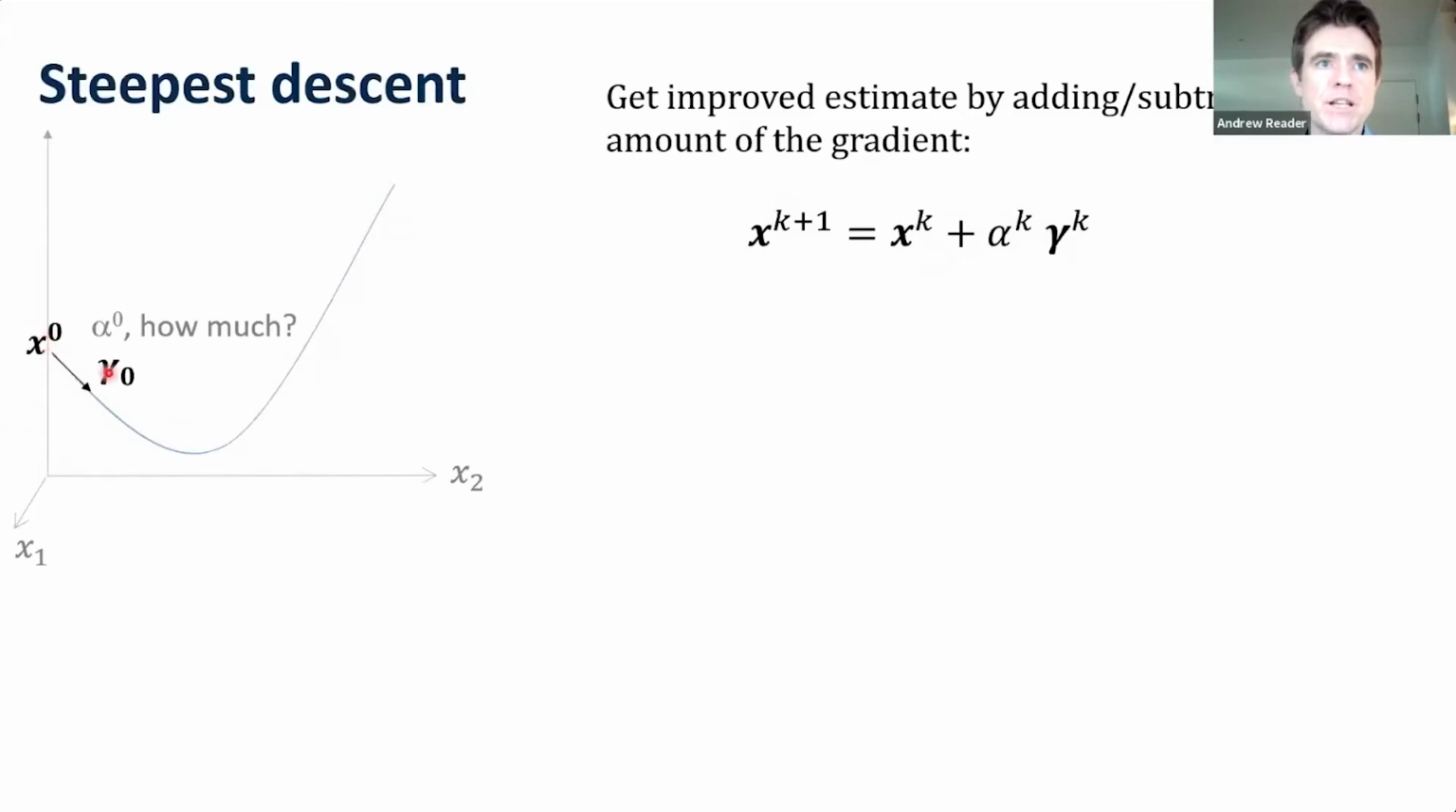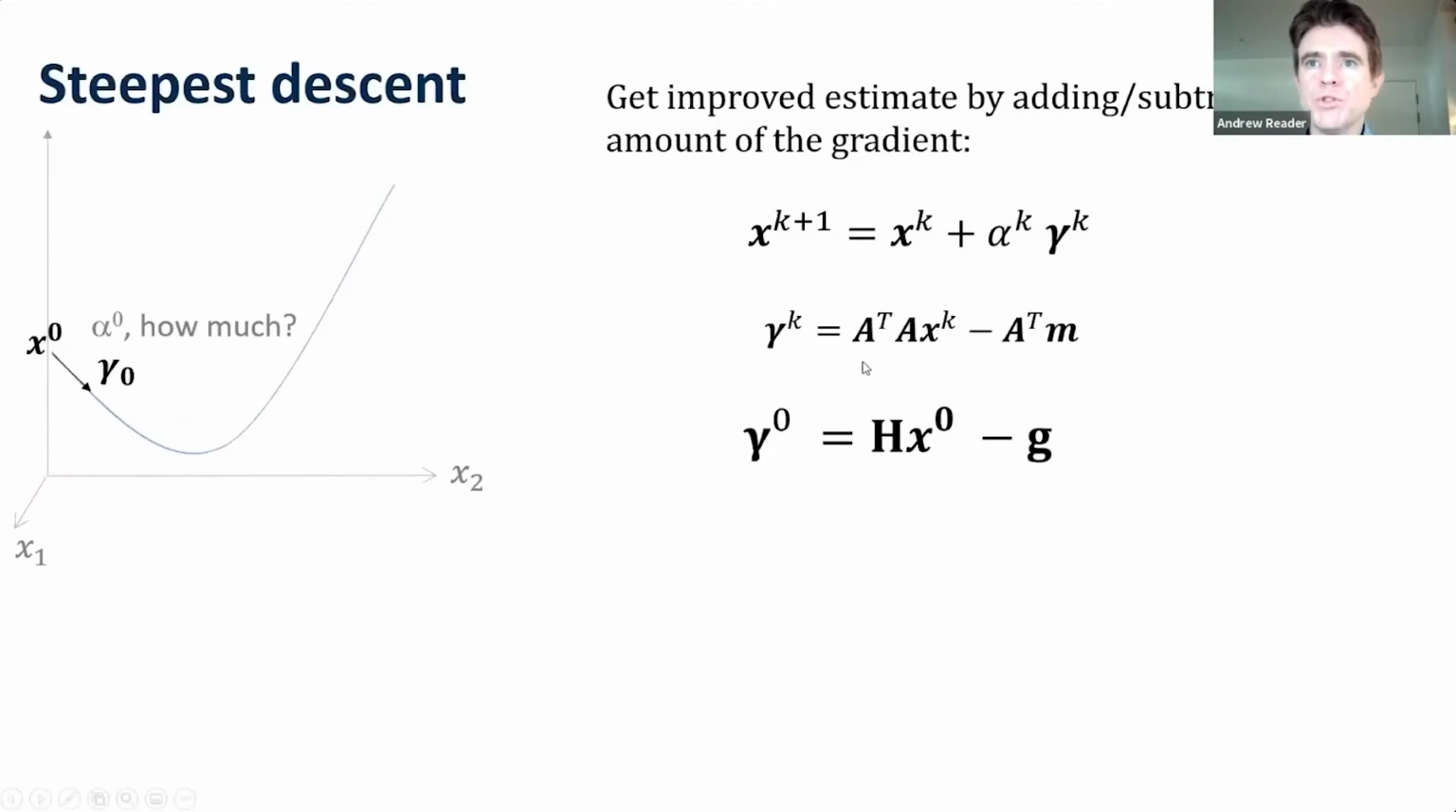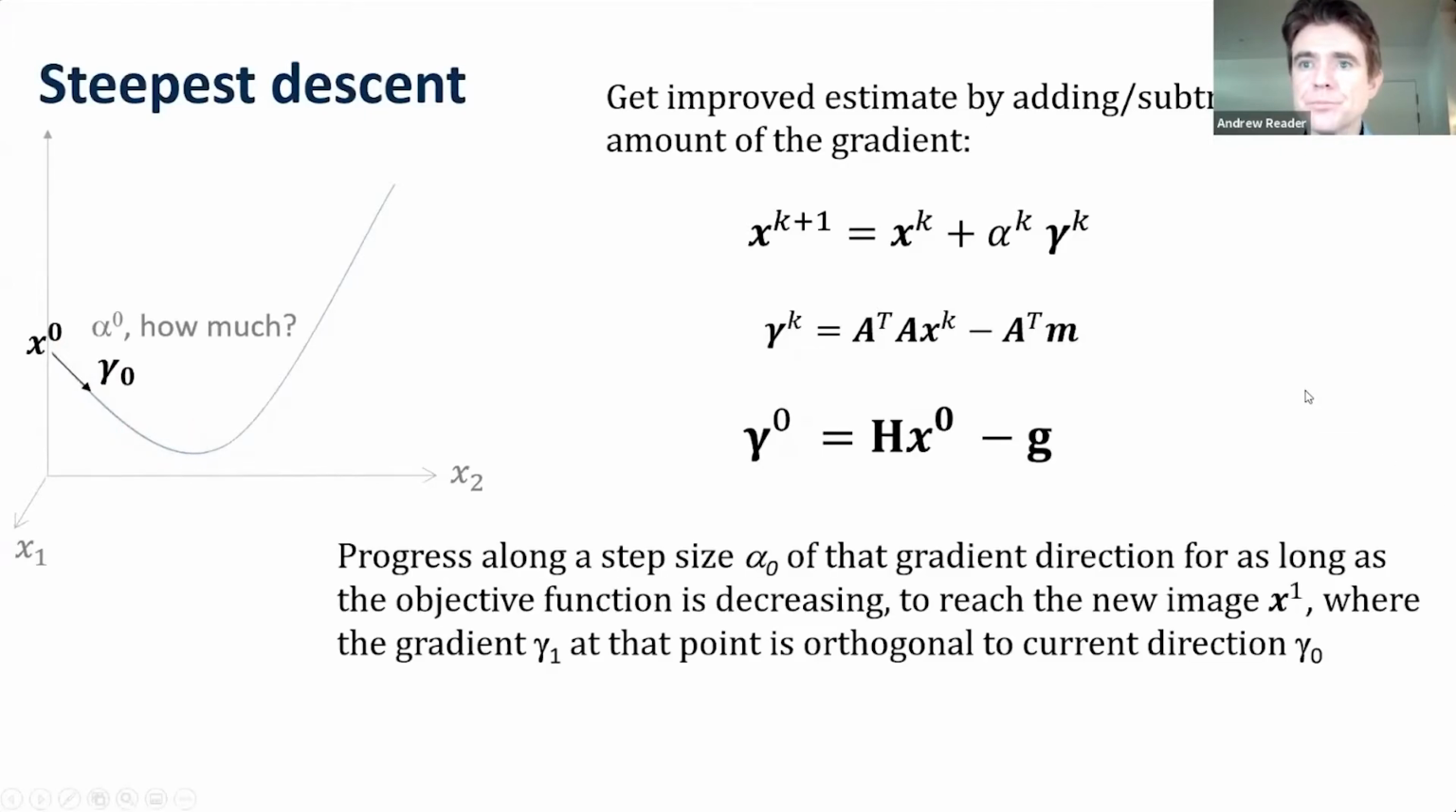So here, gamma 0 is the gradient evaluated at x0 as the image. And what we're saying then is, as we know, the gradient is just the difference in back-projected images, given by that expression there. And we need to figure out how much of that to add on to get closer to the minimum, or in fact, more specifically for this search direction, to actually hit the minimum in that search direction.